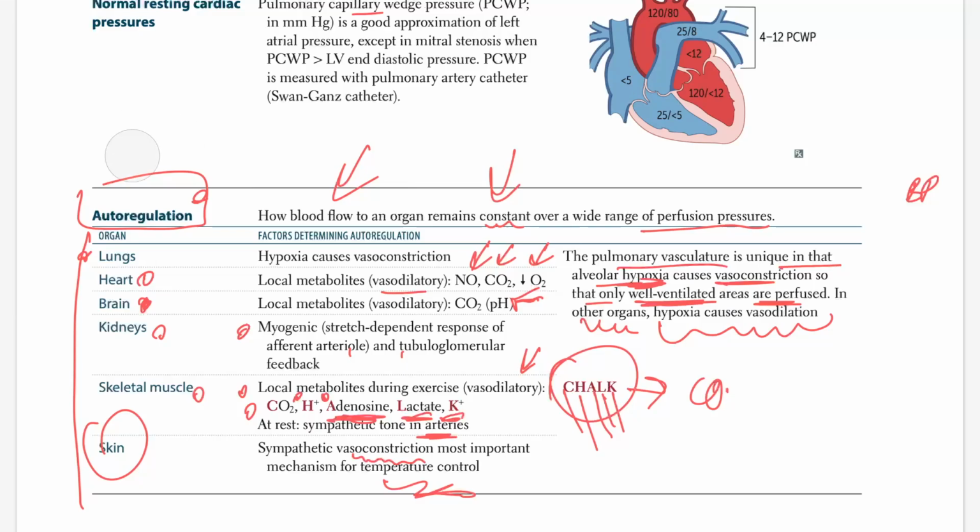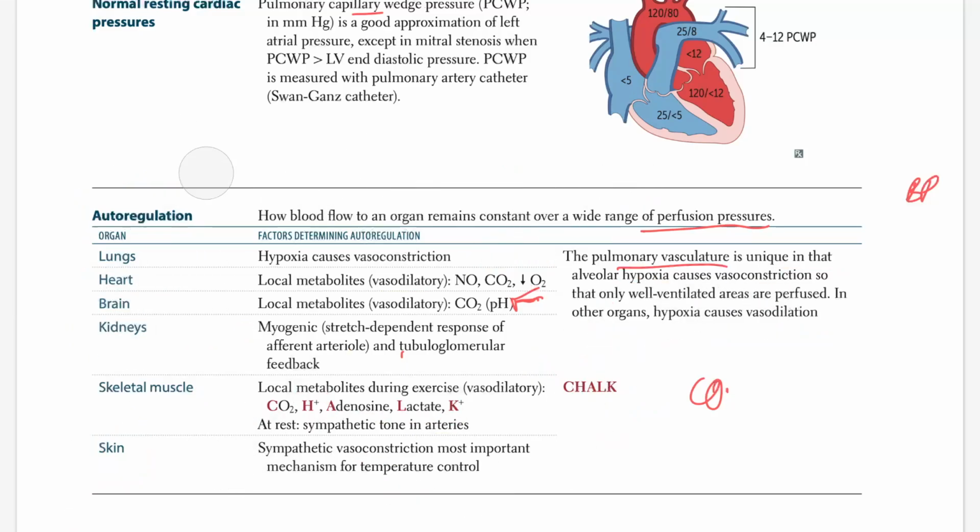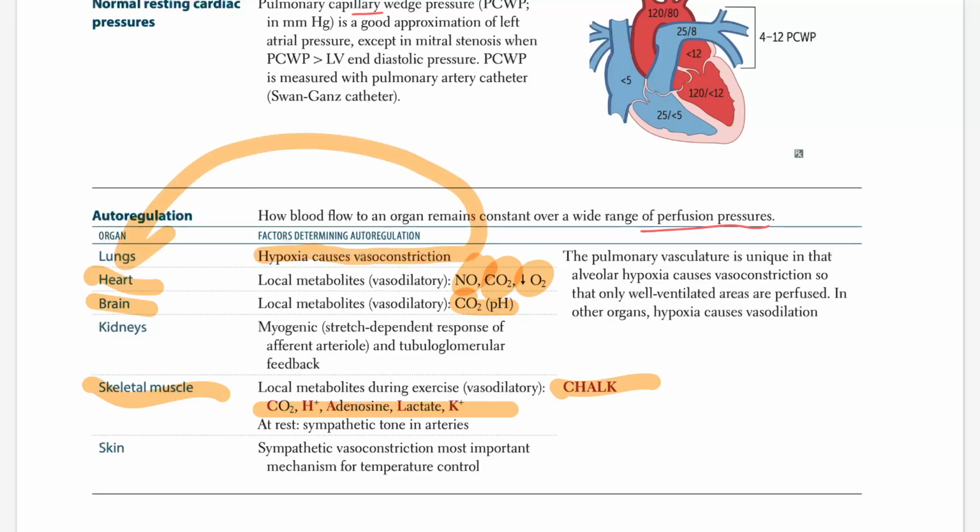The important thing in this autoregulation is just these metabolites. So what are such metabolites? Nitric oxide, CO2, and low oxygen in the heart. In the brain, you're just looking at CO2. In skeletal muscle, you're looking at all the CHALK, which is CO2, hydrogen, adenosine, lactate, potassium. And also very high yield is hypoxia causing vasoconstriction within the lungs. And that is all for the autoregulation.